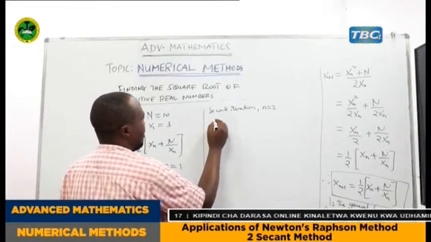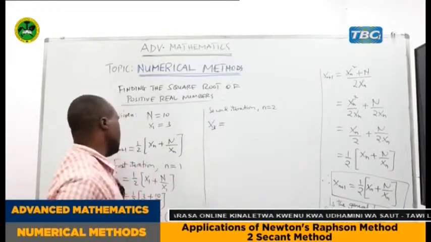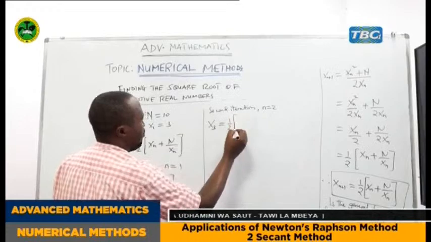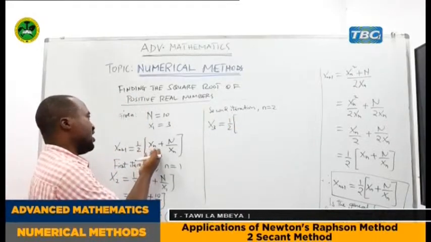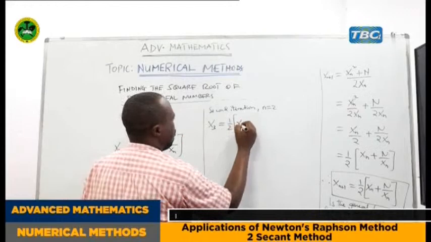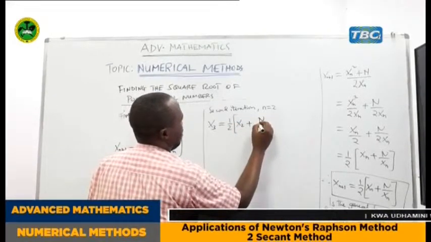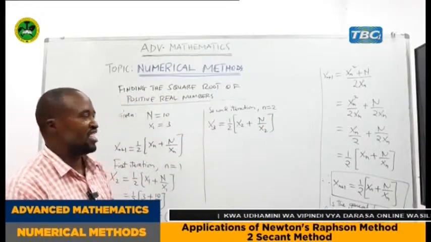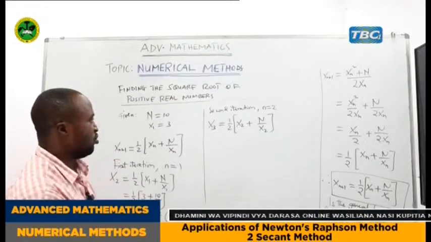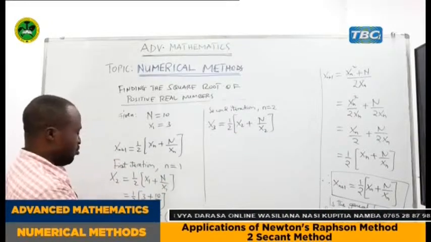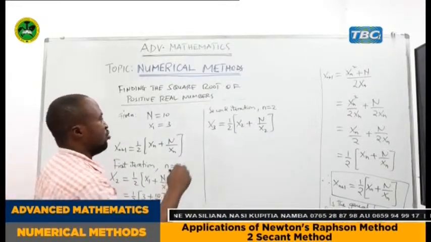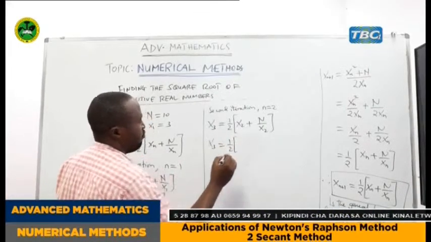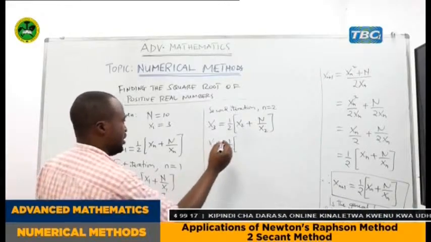We are going to have x3, which is equal to, again, a half bracket, then in the bracket we have xn. Our n is 2, so that is x2 plus n over x2. That is our general formula for the second iteration. So x2, it is this one.